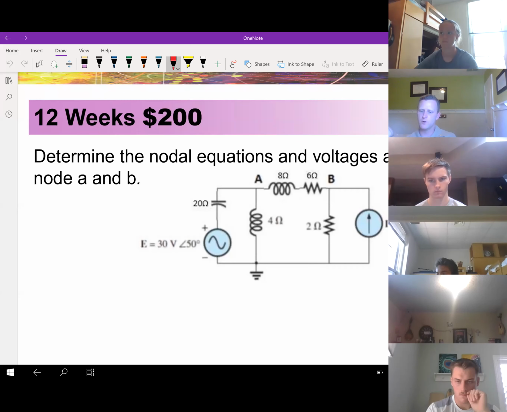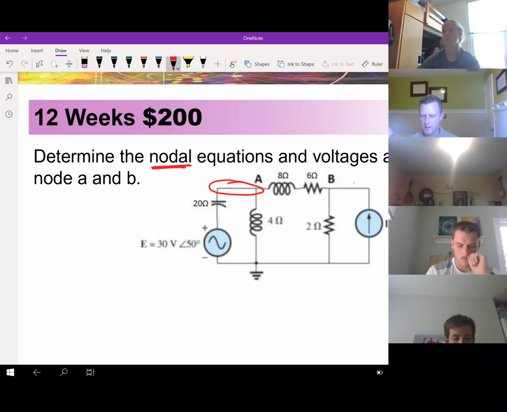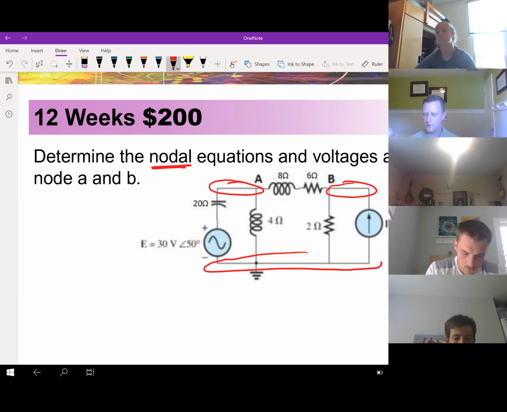Okay, nodal for 200. A hint when you get a nodal problem is that it says the word nodal. So I can label my nodes. Here's A, here's B, here's ground. That's the first step, labeling my nodes.